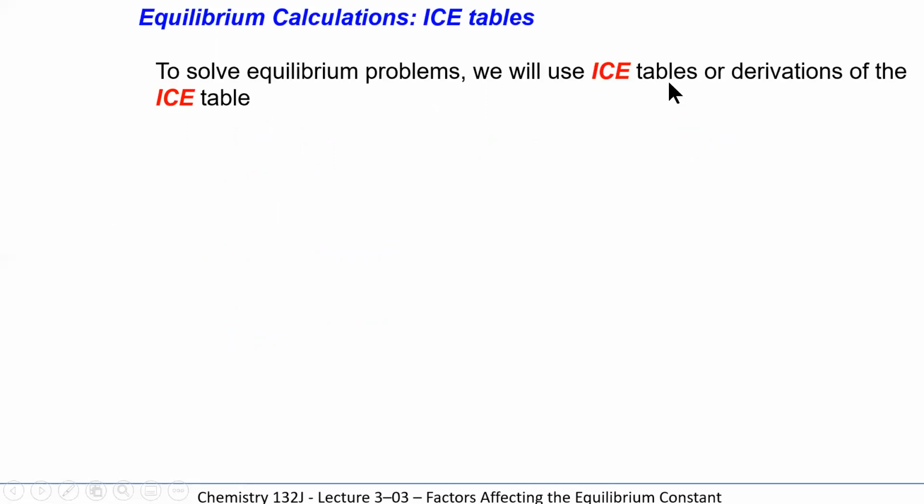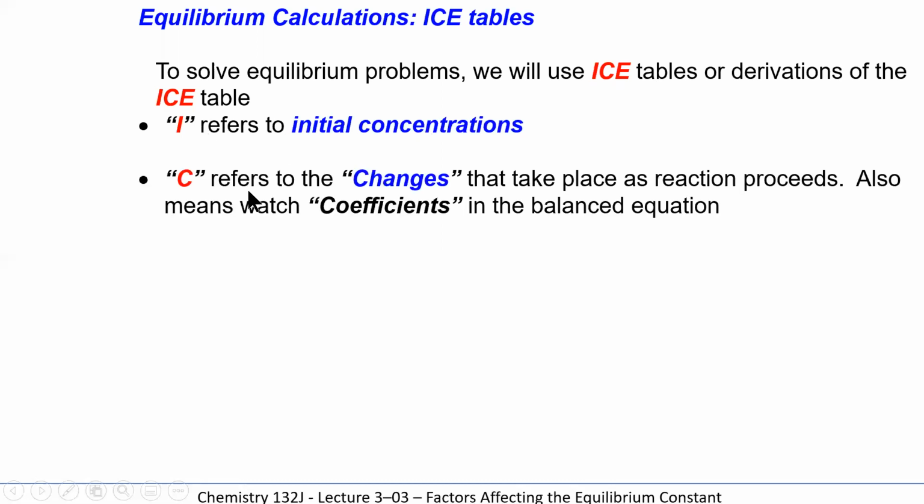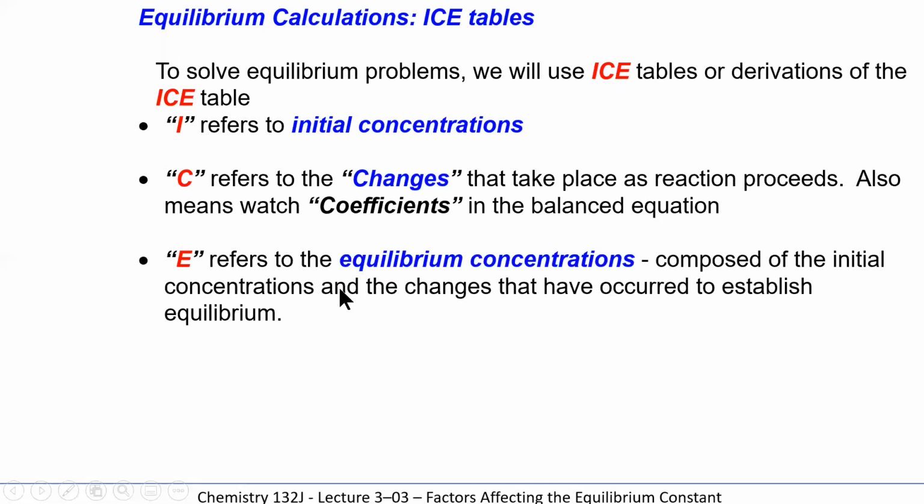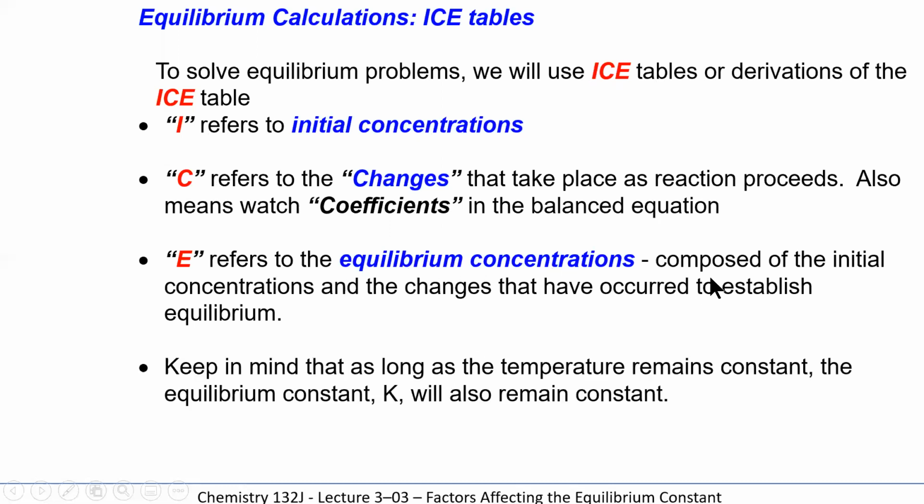So let's talk about using ICE tables to solve problems. I stands for the initial concentration. C stands for the changes. Also remember, watch the coefficients, because the coefficients in the equilibrium result in different mathematical results. And E stands for the equilibrium concentrations that are established. Now, remember, as long as the temperature remains constant, the equilibrium constant will also remain constant.